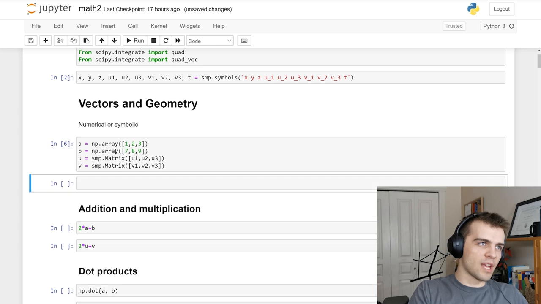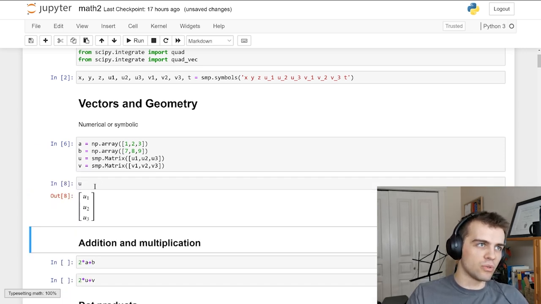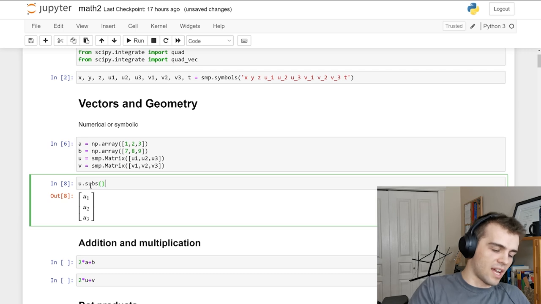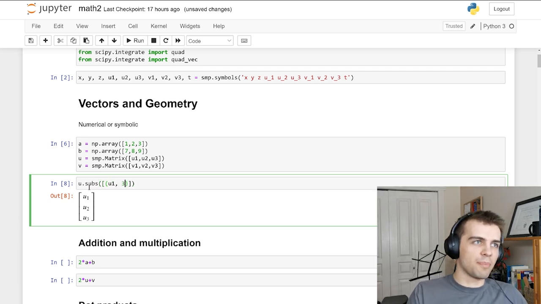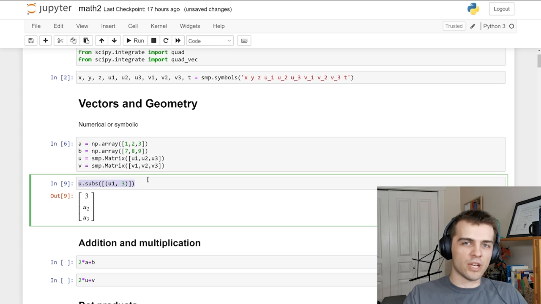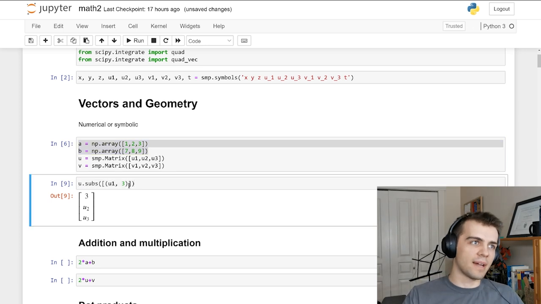So for example, if I look at A, it's just a normal NumPy array. But if I look at U, I now have these arbitrary values here, which I can then, if I go U dot subs and I make sure to give U1 and I put the value 3 in here, it will put that value into U1. So this allows me a little bit more freedom when I'm dealing with symbolic expressions versus numerically with NumPy, where everything is numeric right off the bat.